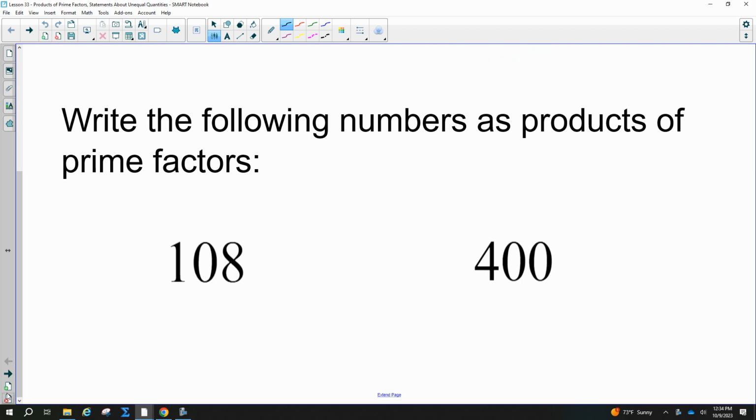All right, prime numbers. You guys know what prime numbers are, like 2, 3, 5, 7, 11, right? So they're only divisible by 1 and themselves. So we want to break these down to all prime numbers, okay? So I do upside down division.